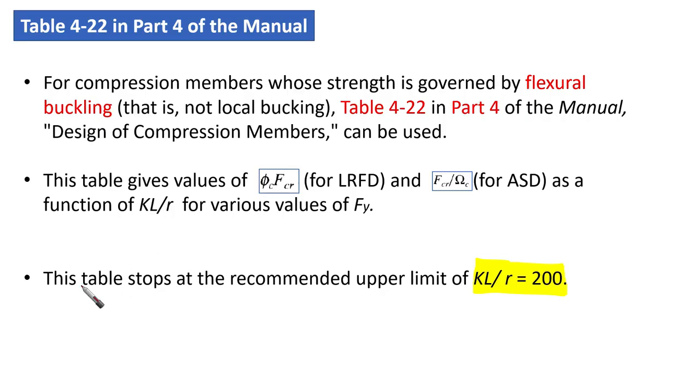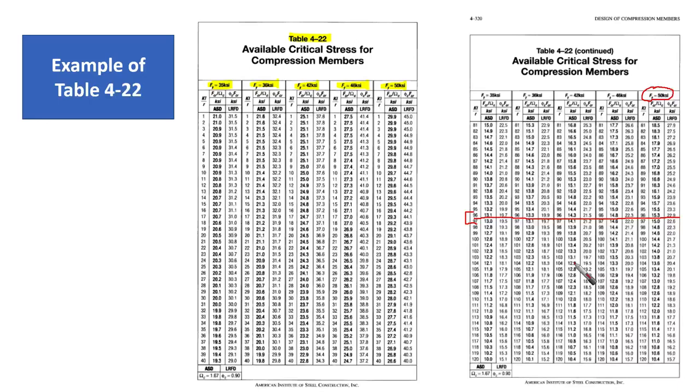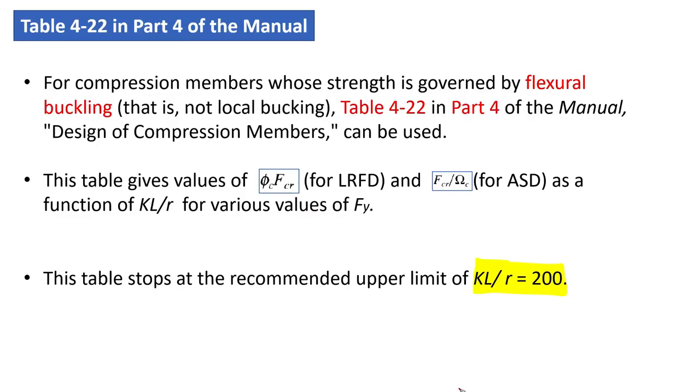Okay, and the last thing, this table stops at the recommended upper limit of KL over r, as I said before, 200. This is our limit here. If you go and browse your manual, you can check it right now. The last value at the bottom of this column is going to be 200 as our limit. Okay, so this is the first type, which is table 4-22. And these are the most important points that you need to keep in mind.